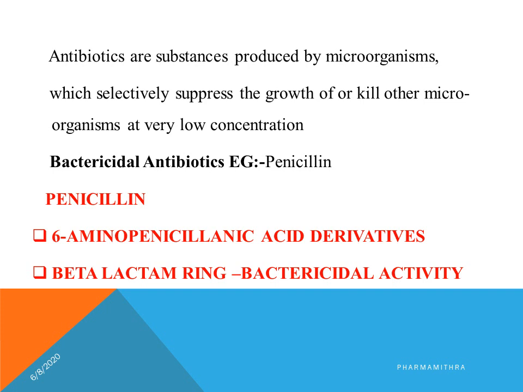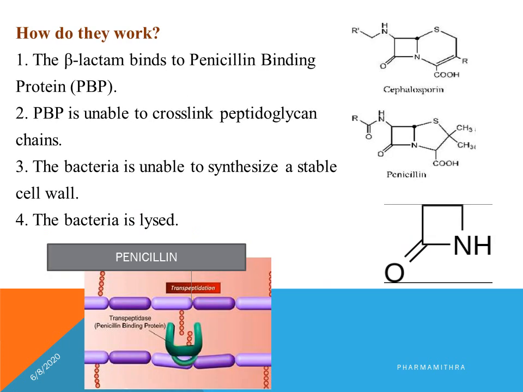Today we are discussing the penicillin antibiotics. Penicillins are 6-aminopenicillanic acid derivatives and have a beta-lactam ring, which is the reason for the bactericidal activity. How do they work? The beta-lactam antibiotics bind to the penicillin binding protein and it is unable to cross-link the peptidoglycan chain, so the bacteria become unable to synthesize a stable cell wall. As a result, the bacteria get lysed.